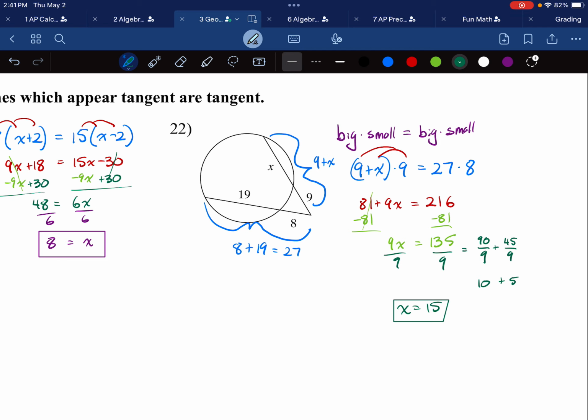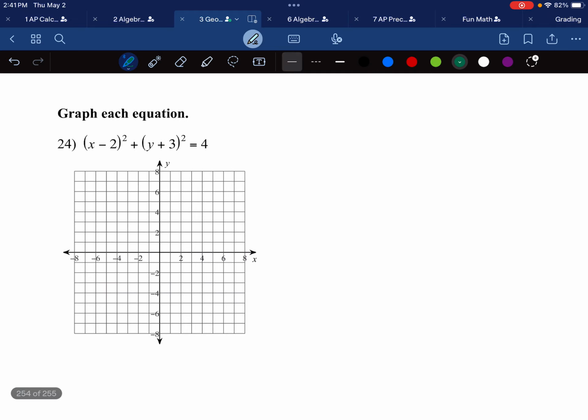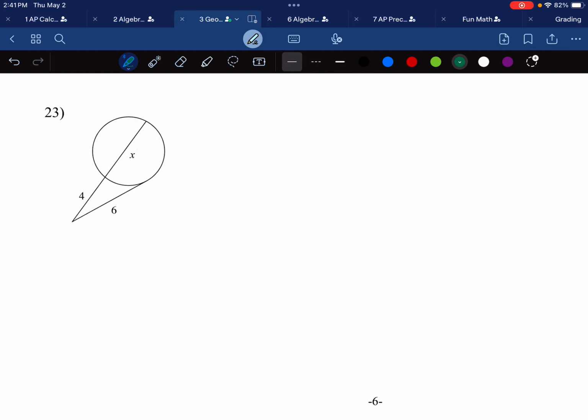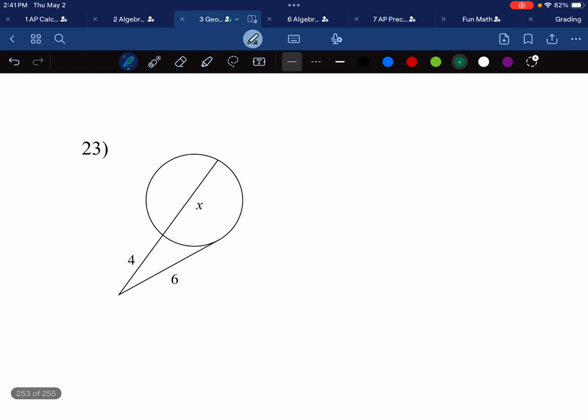All right. Moving on to, wait, I'm checking my answer. Yeah, I got 15. Okay. Moving on to, wait, where's 23? 23 is down there. Okay, well, this one is still the same formula. It's just a little bit trickier.